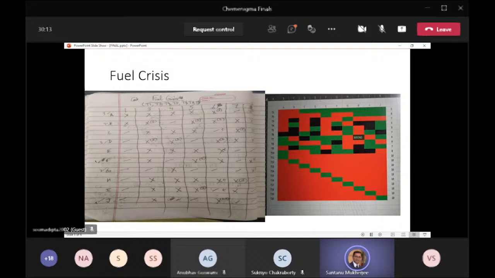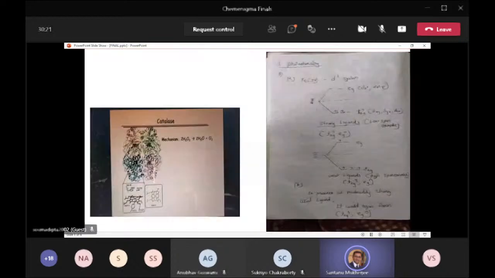Can I ask a question? Yes, sir. So now the judges can ask. Can you go to the first slide? Yeah, this one. So you said the strong ligand will have the electrons paired in the t2g, and the weak ligands will have all of them unpaired. So what's the reason for that?